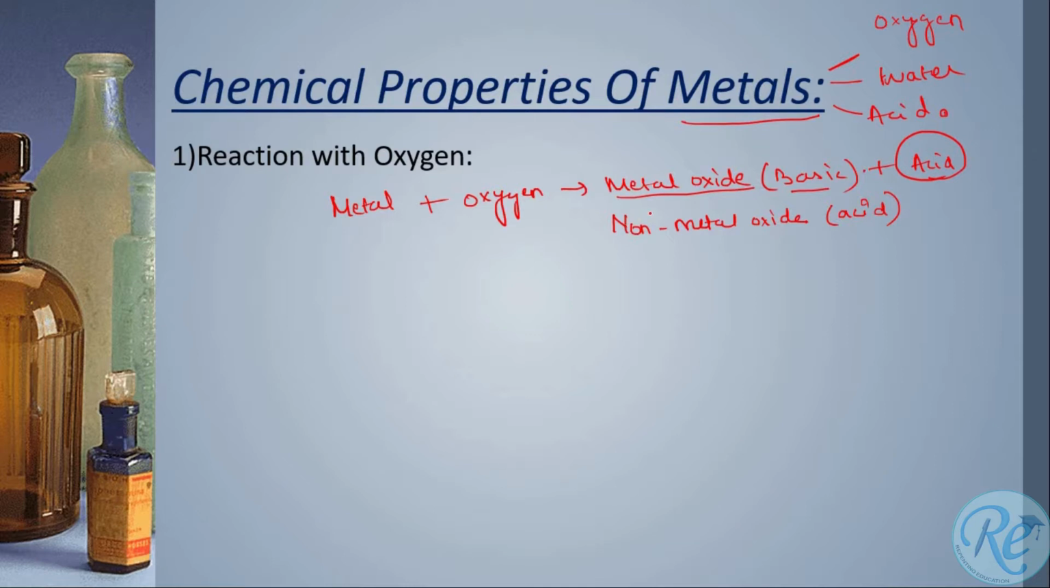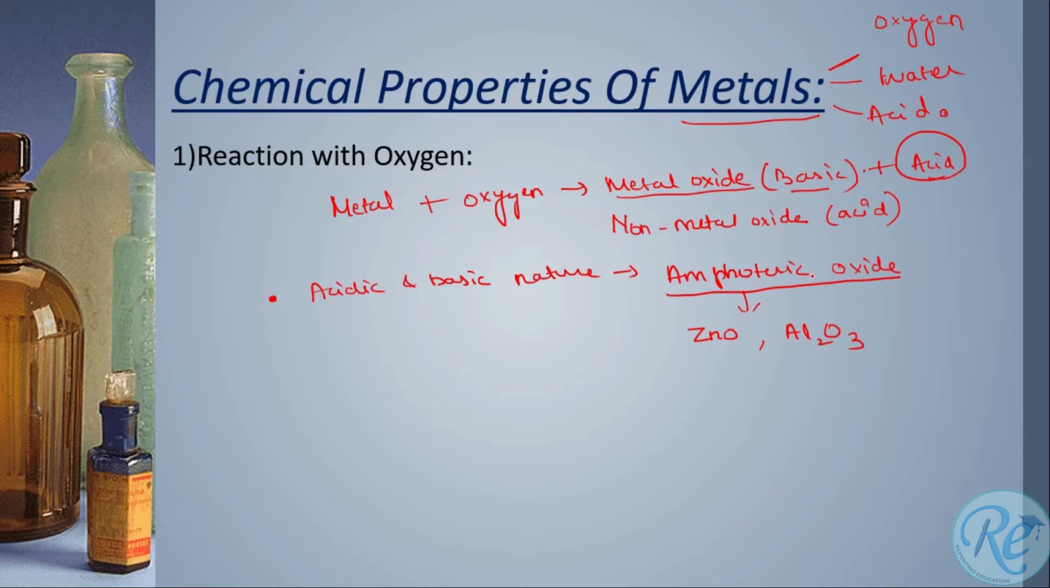So, generally, all metal oxides are basic in nature, while there are few which are both acidic and basic. That means they show both acidic and basic nature. And these kind of oxides are known as amphoteric oxides. So please note down that those metal oxides which show both acidic and basic nature are called amphoteric oxides. To give you an example, zinc oxide as well as aluminium oxide both are amphoteric in nature.